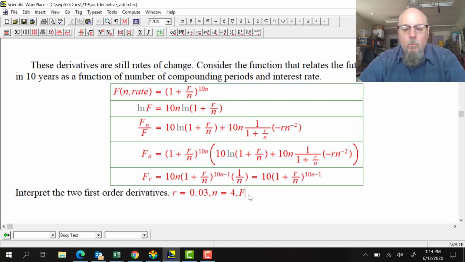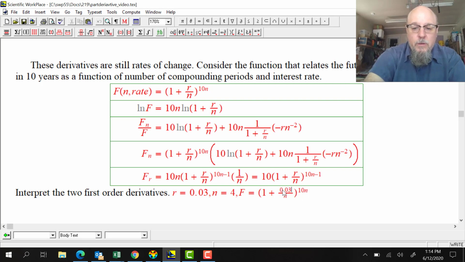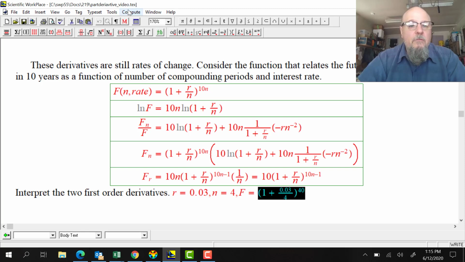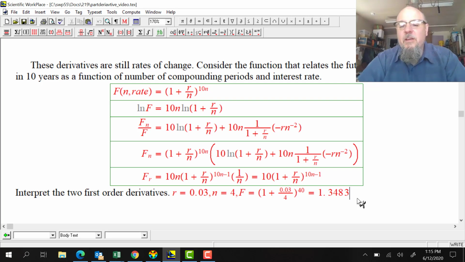Let's just figure out how much that is going to be. Our future value of our dollar would be 0.03, and this would be 40. So in this investment, evaluating numerically, every dollar I put in, wait 10 years, I get $1.3483, $1.35 almost. So if I put $100 in, I'd have $134.83, for example.